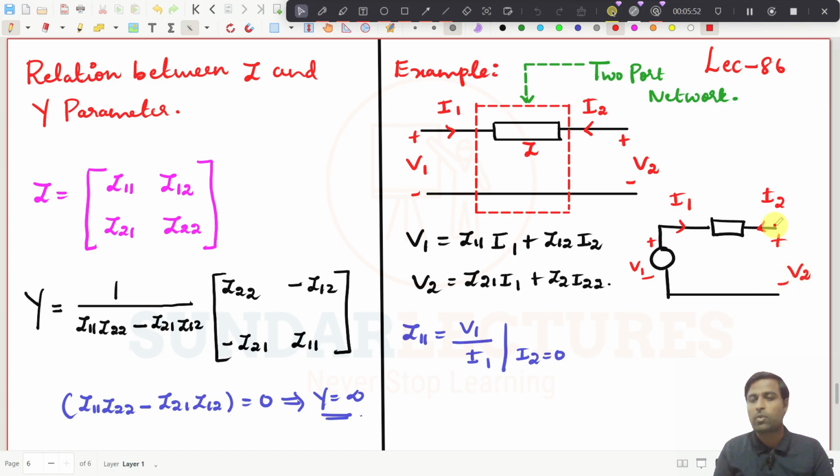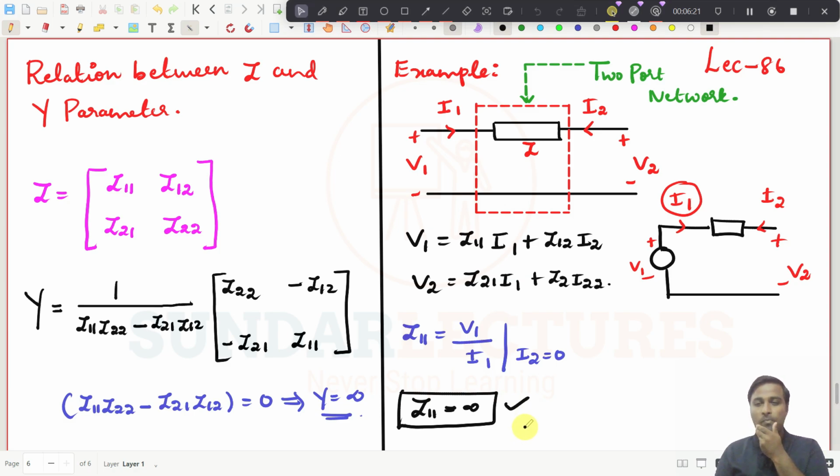If you want to make the current I2 zero, then this has to be open circuited. If this is open circuited, then there will not be any current. So I1 also becomes 0. Try to understand, I1 will also become 0 here. So what is the value you will get here? Z11 is going to be infinity because I1 is 0. So Z11 becomes infinity here, and there is no possibility for a Z matrix for this circuit.